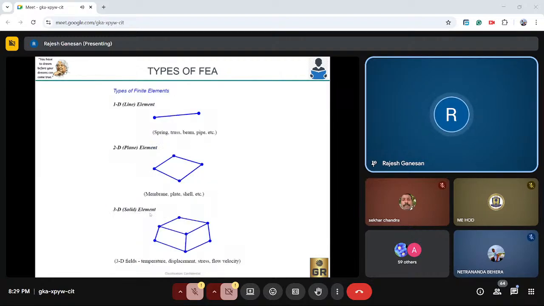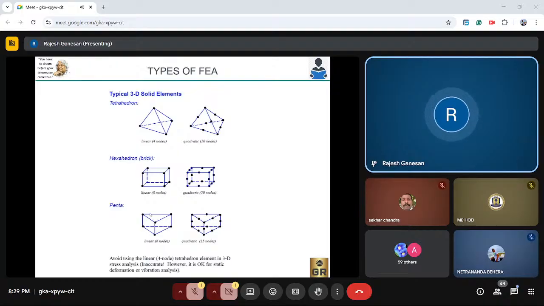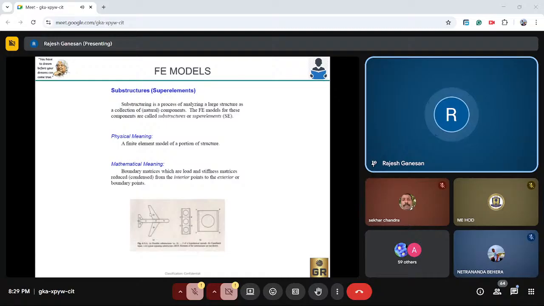In 3D solid elements itself, we have different types, which differ only in shape: tetrahedron type, hexahedron type, penta type. The joining points are called nodes. Here we call linear as 4 nodes, quadratic as 10 nodes, linear as 8 nodes, quadratic 20 nodes, linear 6 nodes, and once again quadratic 15 nodes. So each different shape has a different number of nodes. All of this we will implement in our FEA software, whenever the split-up is happening.